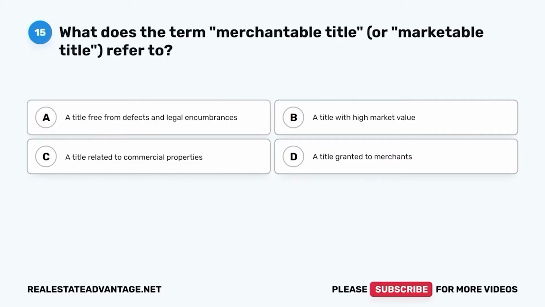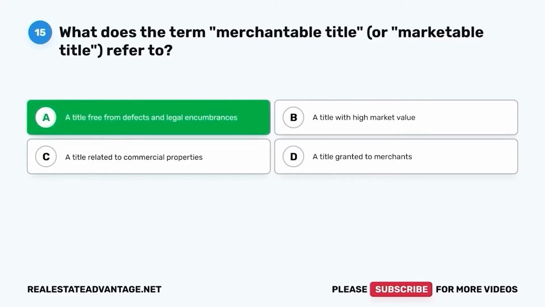Question 15. What does the term merchantable title or marketable title refer to? A. A title free from defects and legal encumbrances. B. A title with high market value. C. A title related to commercial properties. D. A title granted to merchants.